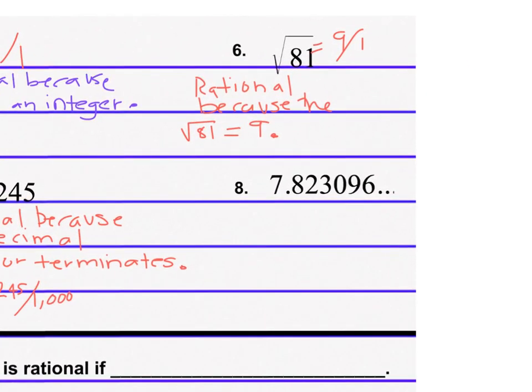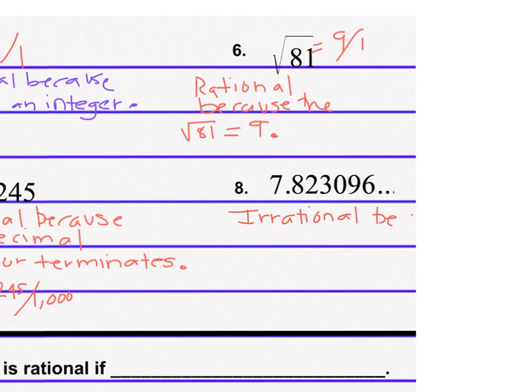Okay, number 8, 7.823096 with the dot, dot, dot. Is this rational or irrational? And you might notice on 5, 6, or 7, they were all rational. Again, like I said, most numbers are rational. Number 8, though, is irrational. And remember, you have to have a reason why.